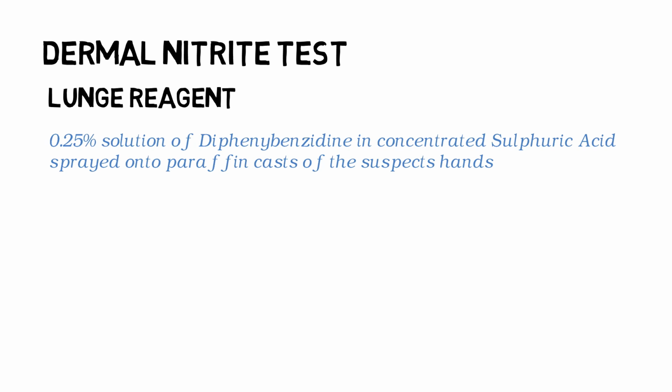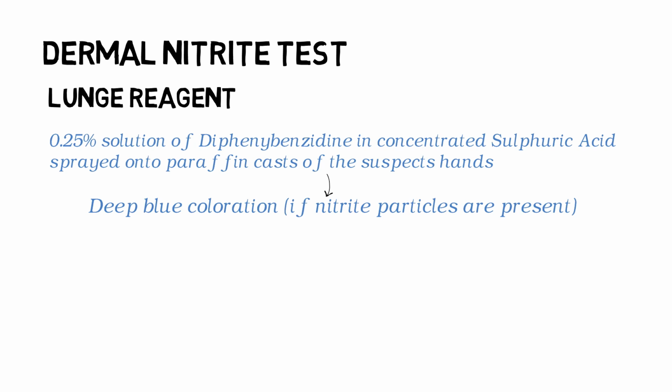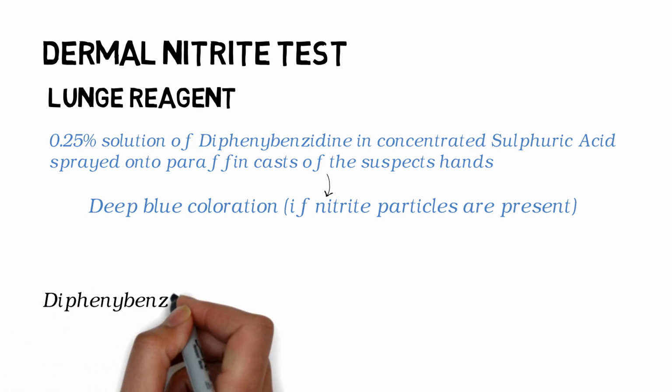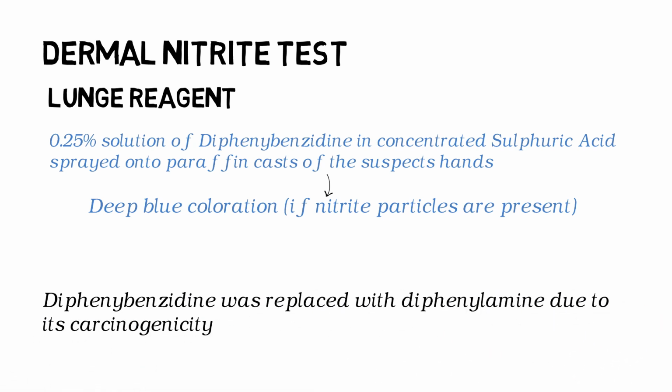When the wax is set, it is peeled off, and during this peeling off process, the gunshot residues are collected from the hand. The appearance of deep blue coloration is an indication of the fact that nitrite particles are present, which in turn indicates that gunshot residue was present at that place. The diphenylbenzidine was later replaced with diphenylamine dissolved in strong sulfuric acid because of the carcinogenic nature of diphenylbenzidine.